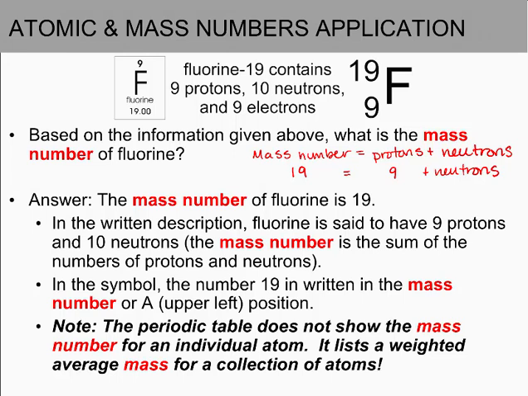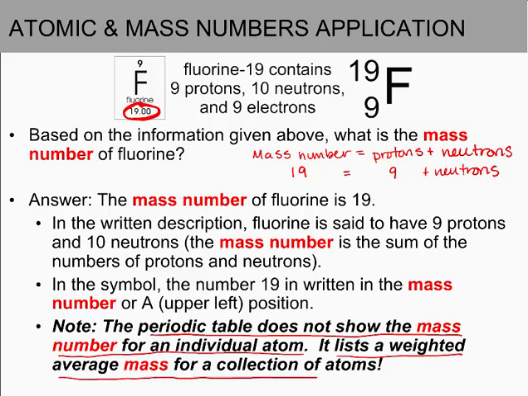Now, at first glance, it might look like the mass number is listed on the periodic table, but that's not actually the mass number. The periodic table does not show mass numbers for an individual atom. It actually lists a weighted average mass for a collection of atoms. So that number 19 on the periodic table is not the mass number. It's a weighted average of masses.